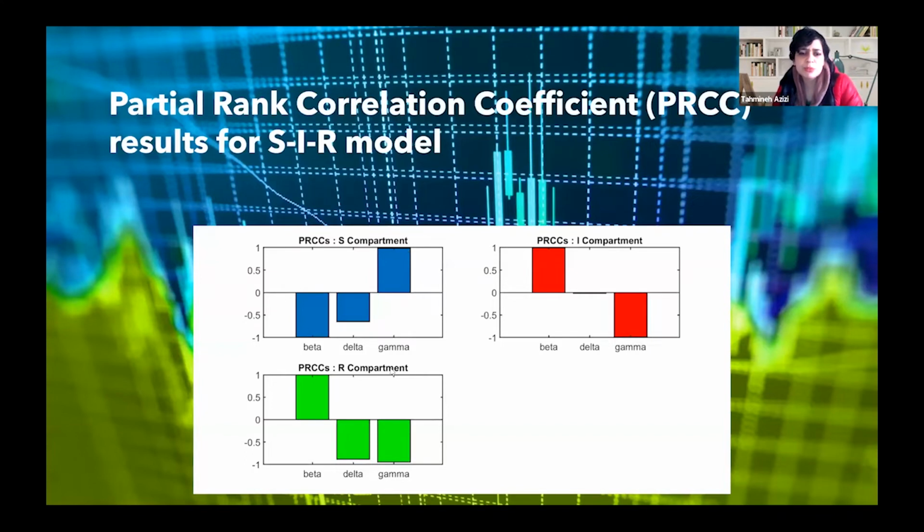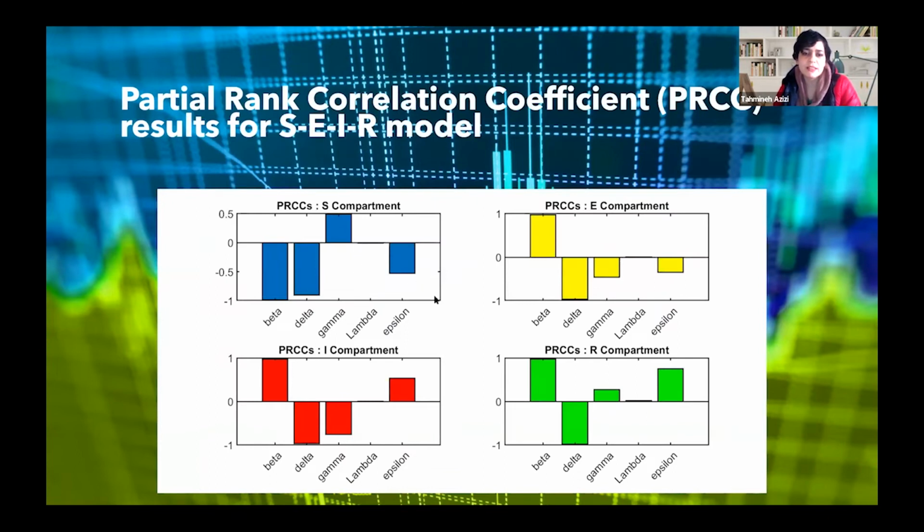We had 3 parameters for SIR. As you see, some of the parameters, like gamma, positively affect the model output, and some of them negatively. People who are really familiar with this type of disease can analyze it better and give us the results. For SEIR, we had 5 parameters, and again, some of them positively and some of them negatively affect the population of, for example, susceptible, exposed, infected, and recovered.